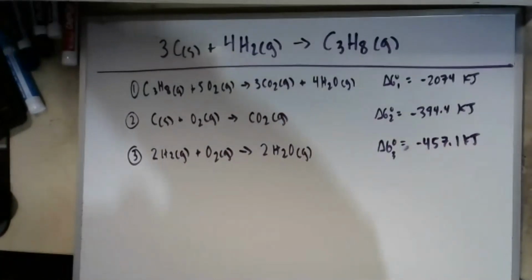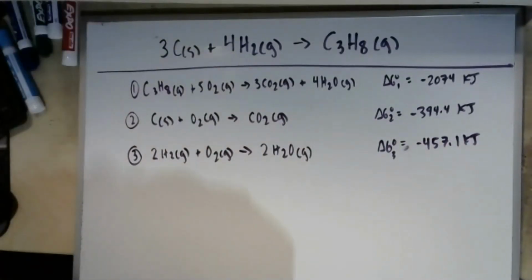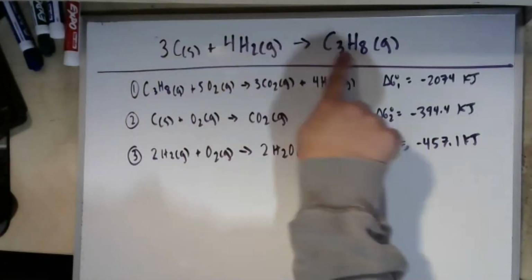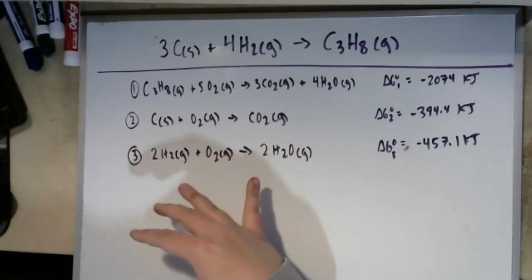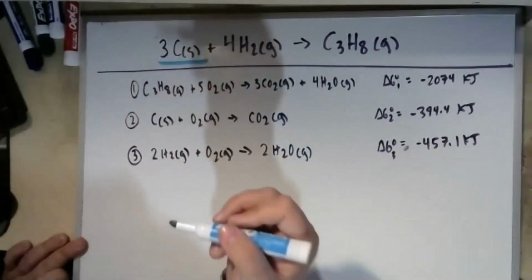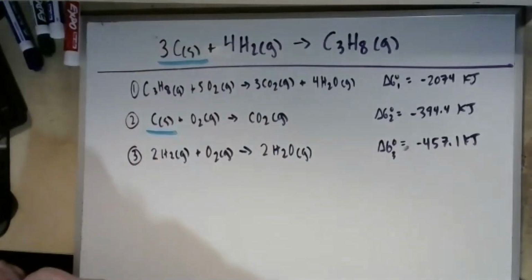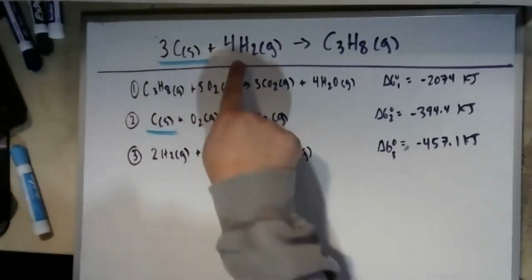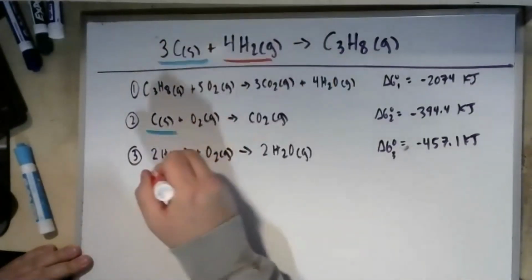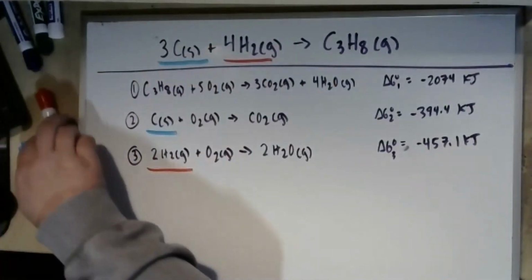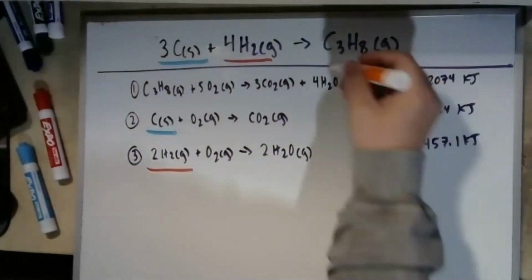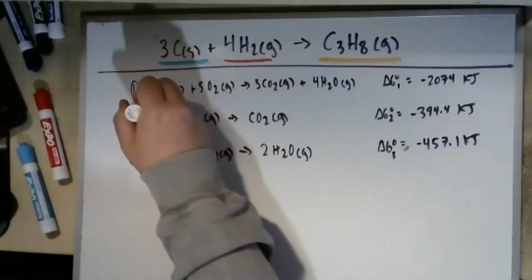The best way to start this, I like to literally find each part of my reaction of interest within the building block reactions first. So I want to locate my solid carbon, and I see it here. I want to locate my hydrogen gas, see it here. And I want to locate my propane, and I see that right here.